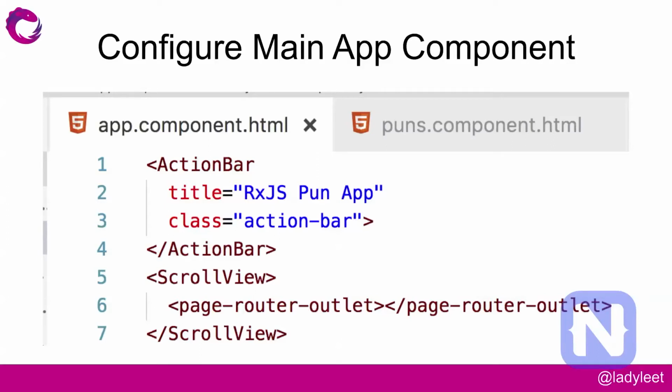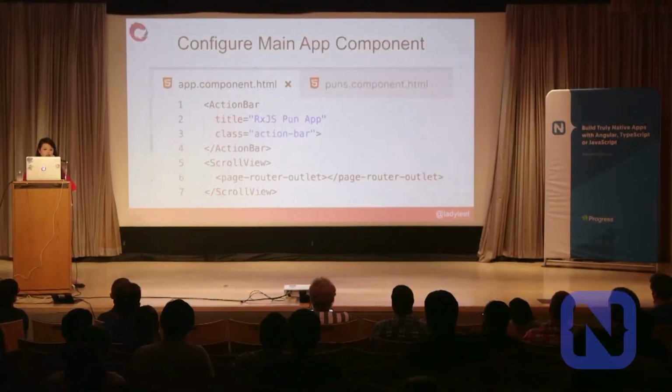I added an action bar component to sort of permeate throughout my entire application. You can obviously add action bars to your individual components if you like. And then I wrapped the router outlet in a scroll view so it has a parent view at all times.